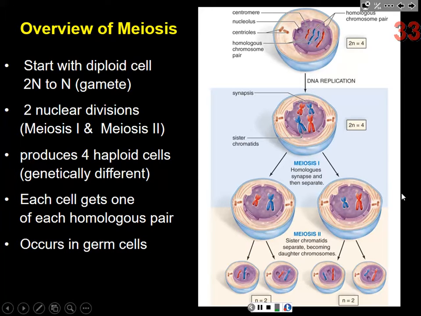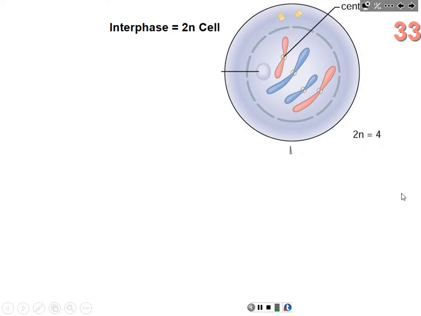Okay, so let's go through it step by step because there's some other things that happen too. It's not quite exactly. I mean, that happens plus some more things. So let's go through it step by step.